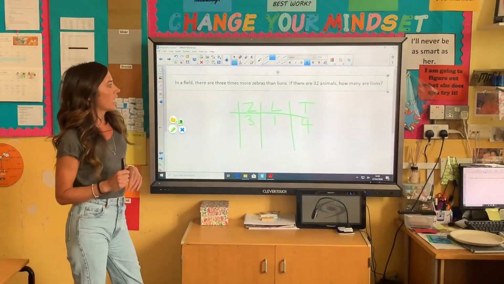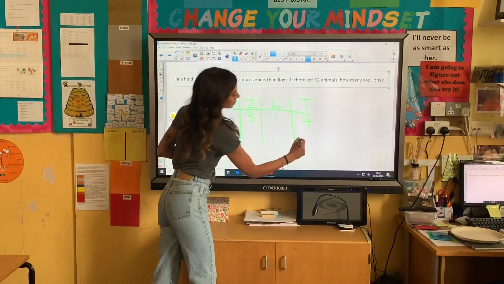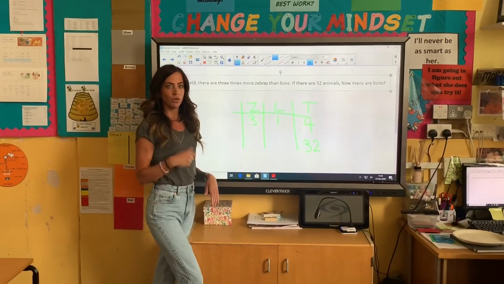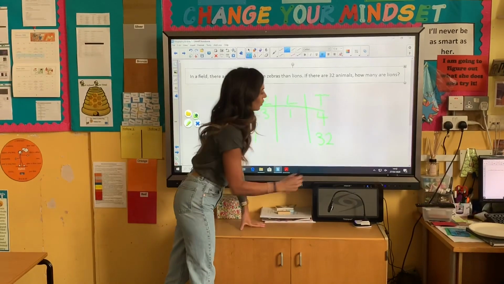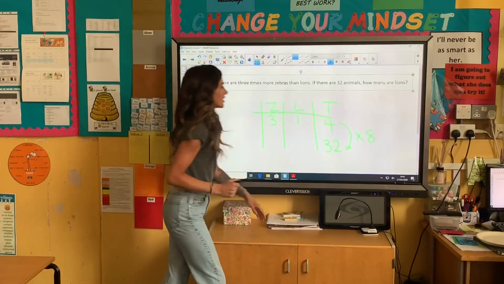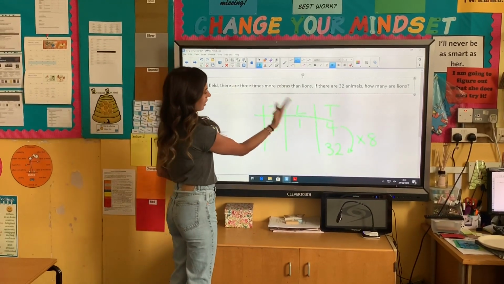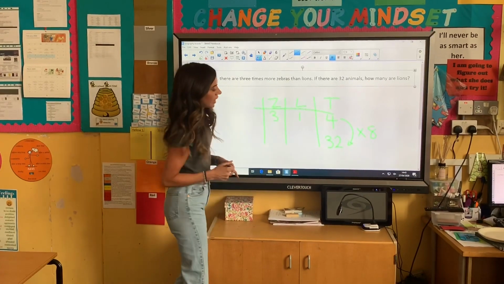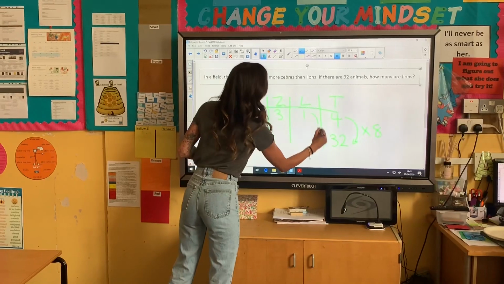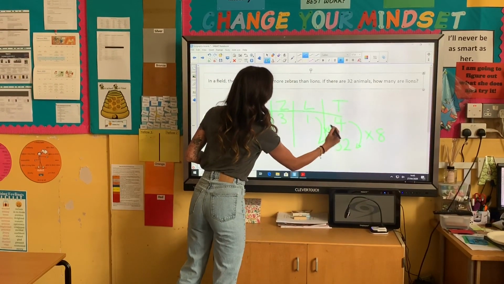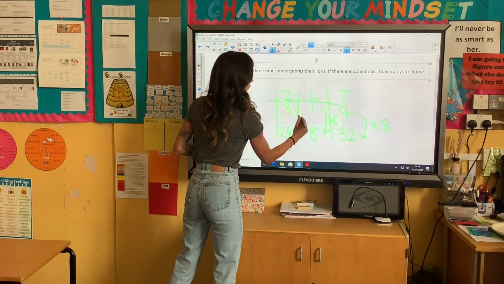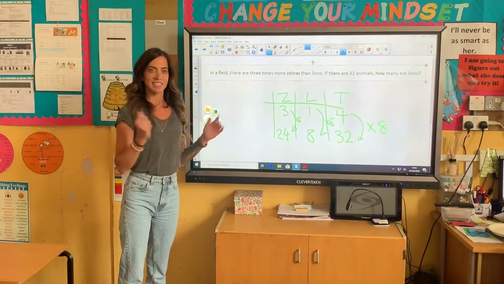So then we look at if there are 32 animals, so if our total is 32. So now you have to look at the relationship between 4 and 32. So how did I get from 4 to 32? You multiplied by 8. So what I'm going to do to find out how many lions and how many zebras there are, if there are 32 animals altogether, is I'm going to take each of these numbers and multiply them by 8. So if there were 32 animals altogether, 8 of them would be lions and 24 would be zebras. And that's how you do it for my group.